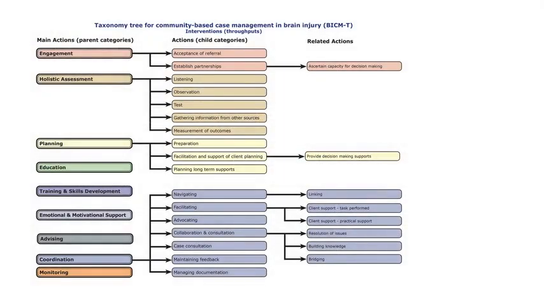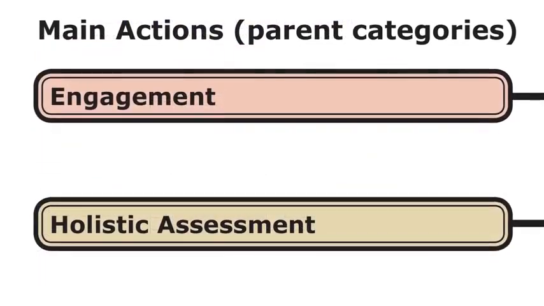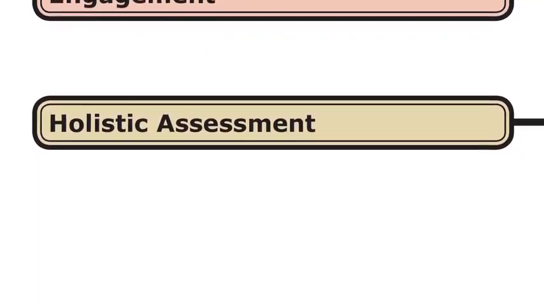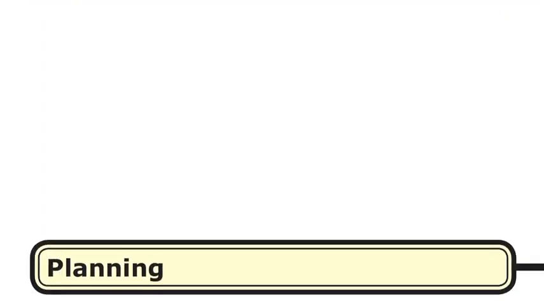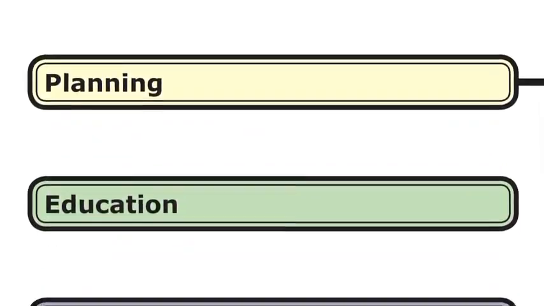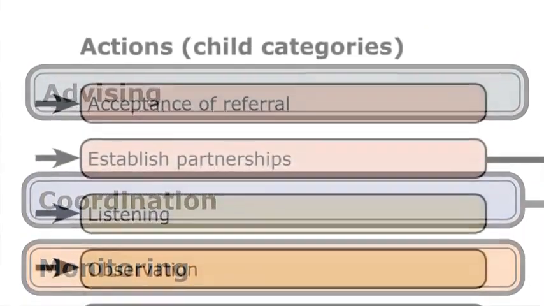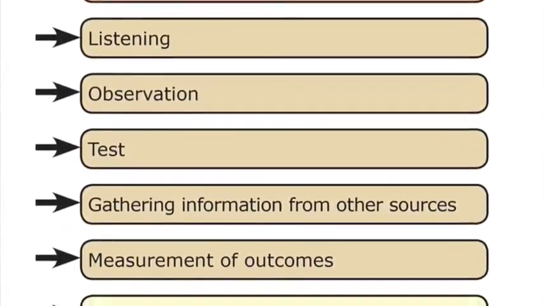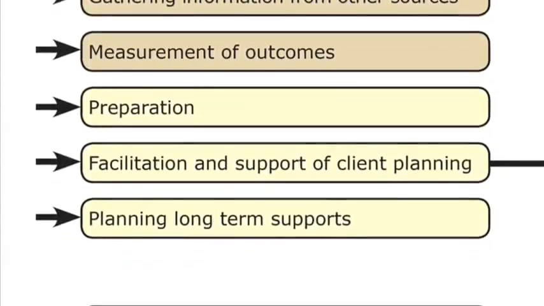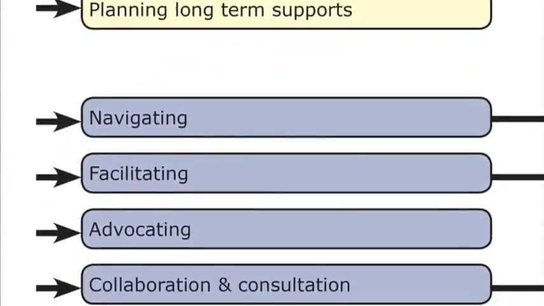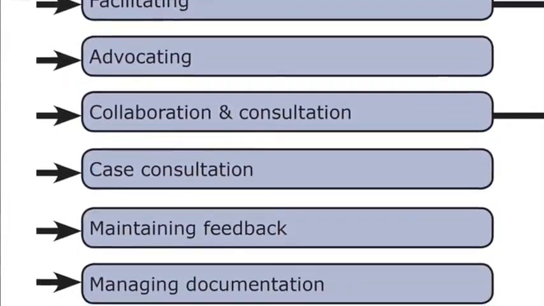So this figure shows you the whole tree of the interventions or the actions of the case manager. On the left-hand side you can see the main actions or the parent categories. These are engagement, holistic assessment, planning, education, training and skills development, emotional and motivational support, advising, coordination and monitoring. In the middle column you can see the actions which relate to those main actions, or if you like, the child category of actions. There are 17 of these actions.